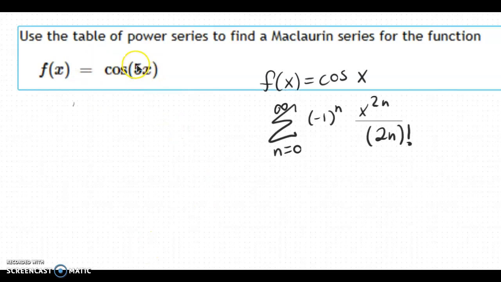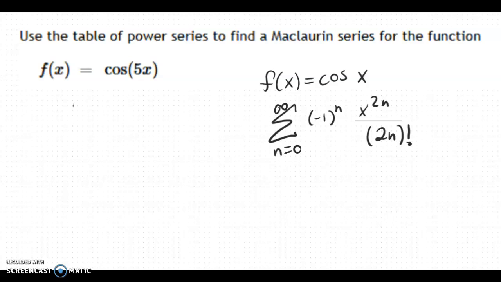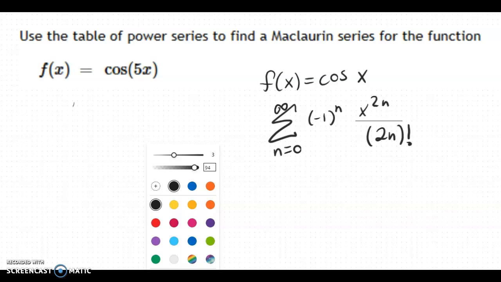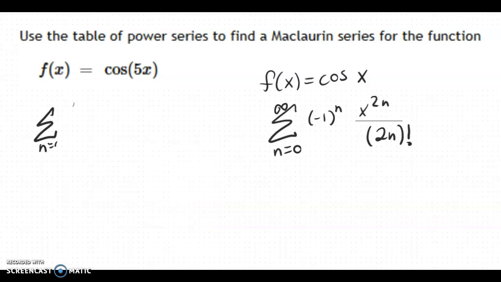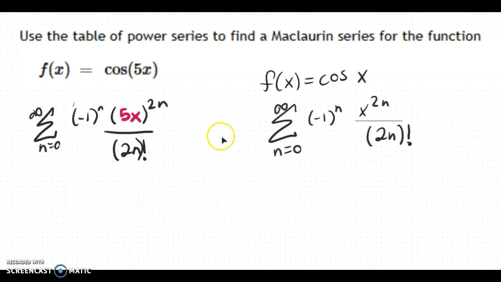So the only difference here is that this is 5x. So what I'm going to do is I'm going to rewrite this, but in place of the x, I'm going to put 5x. So here it was x to the 2n. I'm going to put 5x to the 2n. And then I'm going to use some exponent rules to simplify this.